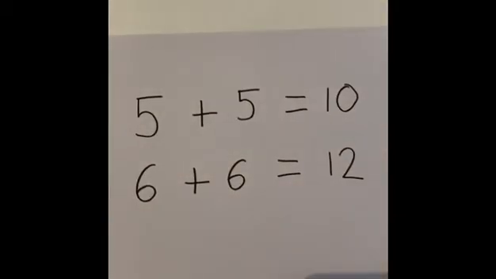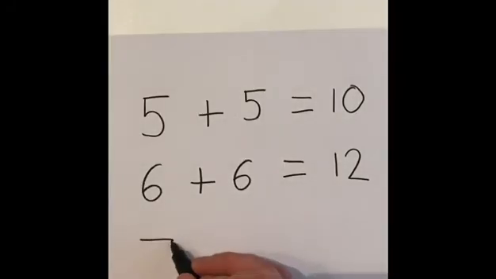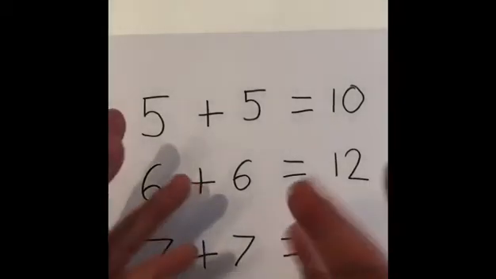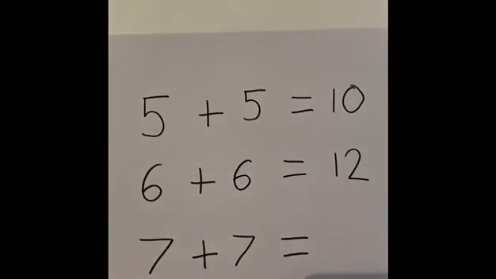I want you to use your fingers again for this next one. You're going to have some time to try and solve it yourself. I want you to try and double 7. So 7 add 7 equals. So 30 seconds, using your fingers, see if you can solve double 7.